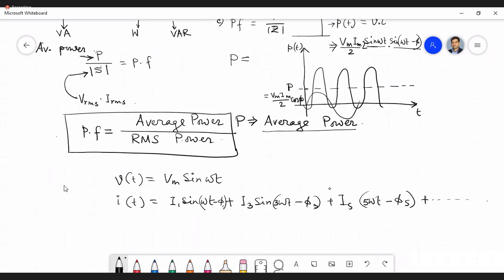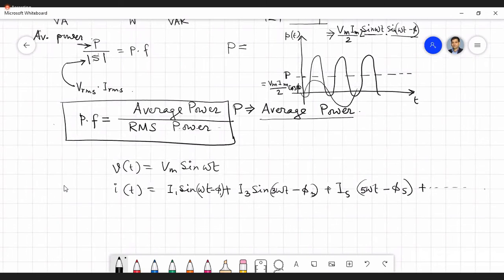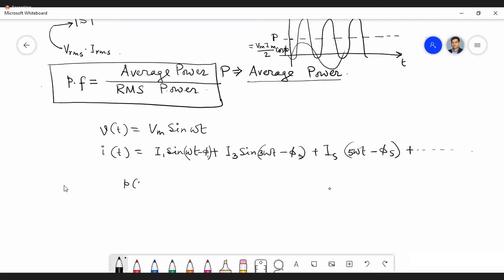So this is the case. Now first, to find out the power factor, what would you do? We'll multiply this to get this p(t), that is the instantaneous power. And what we'll get? We'll get V1m I1m, because these are the maximum values of individual components. So this is I1m sin omega t into sin(omega t minus phi 1).